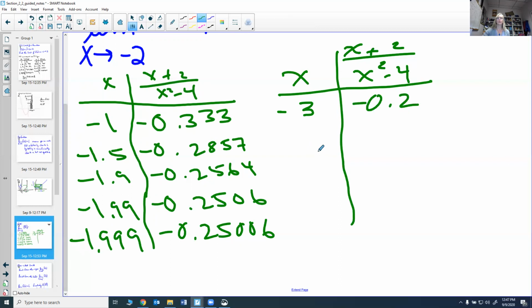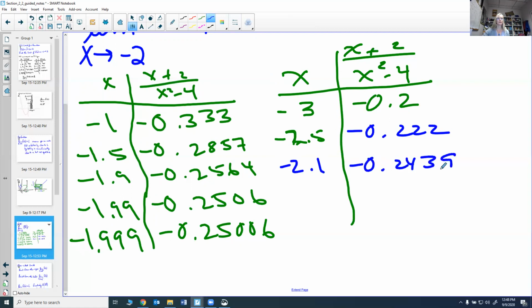When I did that, I get -0.2. When I realize I'm going to change my color here. -2.5, I get -0.222. -2.1, I'm going to get -0.2439. So again, I'm looking for a trend. I notice it looks like we're heading to -0.22, but the second decimal place doesn't seem real confident yet. So let's get even closer, -2.01, -0.24937. So I'm still not real confident about that third decimal place. It'd be nice if we could get even closer.